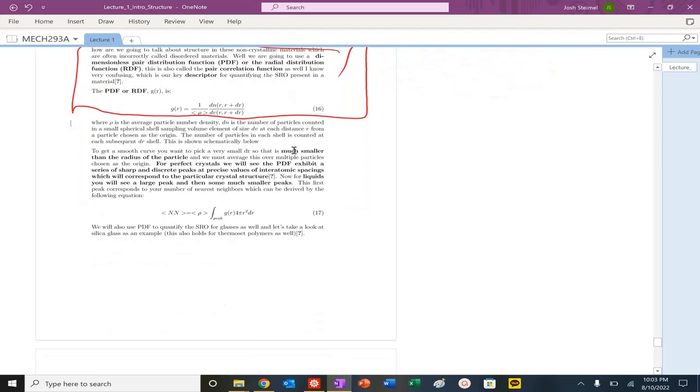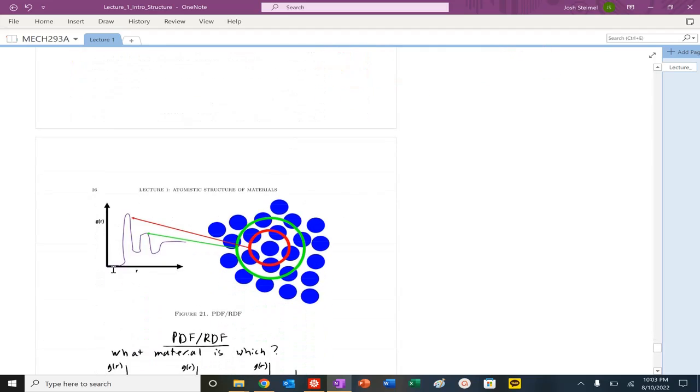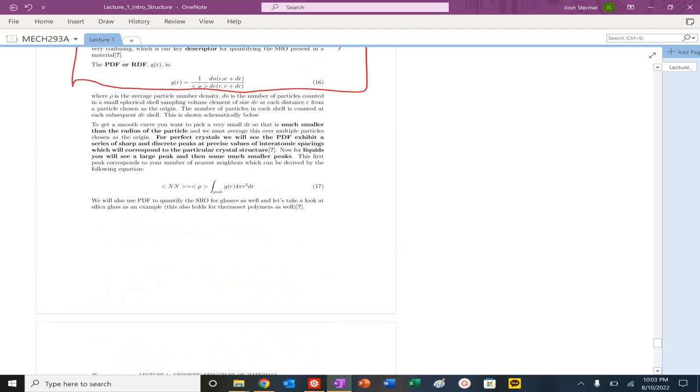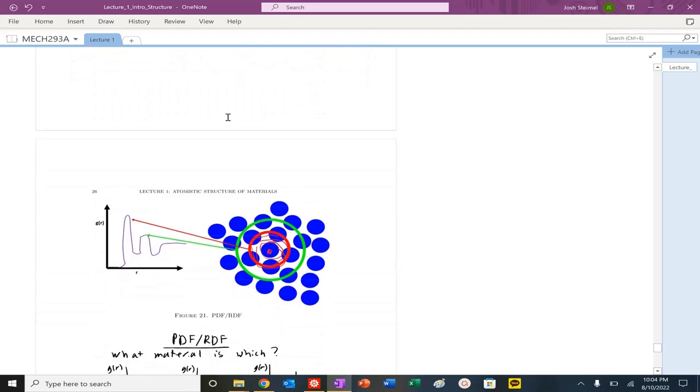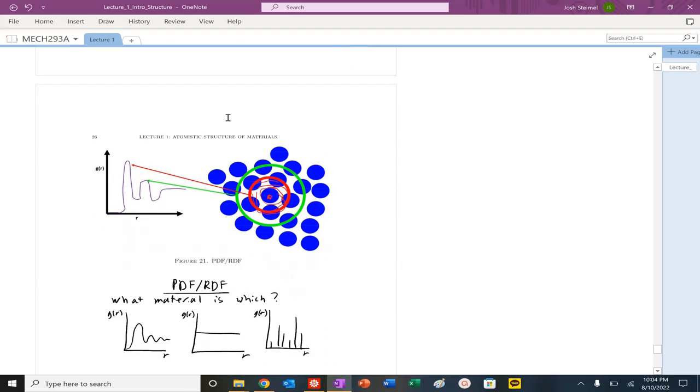So what the PDF effectively does is, you can see it here. I am going to pick an atom as my origin, and I'm going to start to draw rings. The instant this ring starts to hit other atoms, I am going to start counting. I'm going to count the number of atoms that ring hits, and divide it by the average density in my system and the volume of that. Basically, the number of atoms divided by the volume, the density in the system.